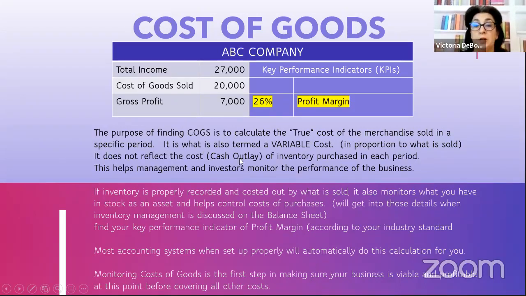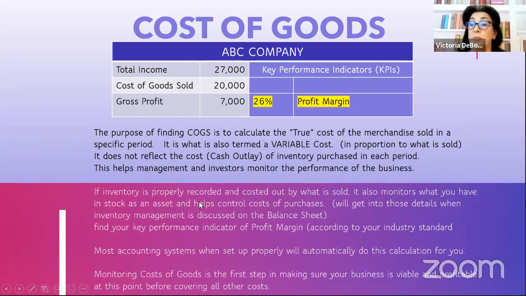So the purpose of finding cost of goods sold is to calculate a true cost of the merchandise sold. You might also hear it referred to as a variable cost. So it means that you sold this, you bought this, this is what's left. It's related, and it's variable based on what you sell. It's in proportion to what you sold. And it doesn't necessarily include your cash outlay, because you may have purchased more inventory because you're getting a better deal, or you don't want to run out of inventory because you can't really predict what your sales are going to be. So it helps management and investors monitor the performance of the business.